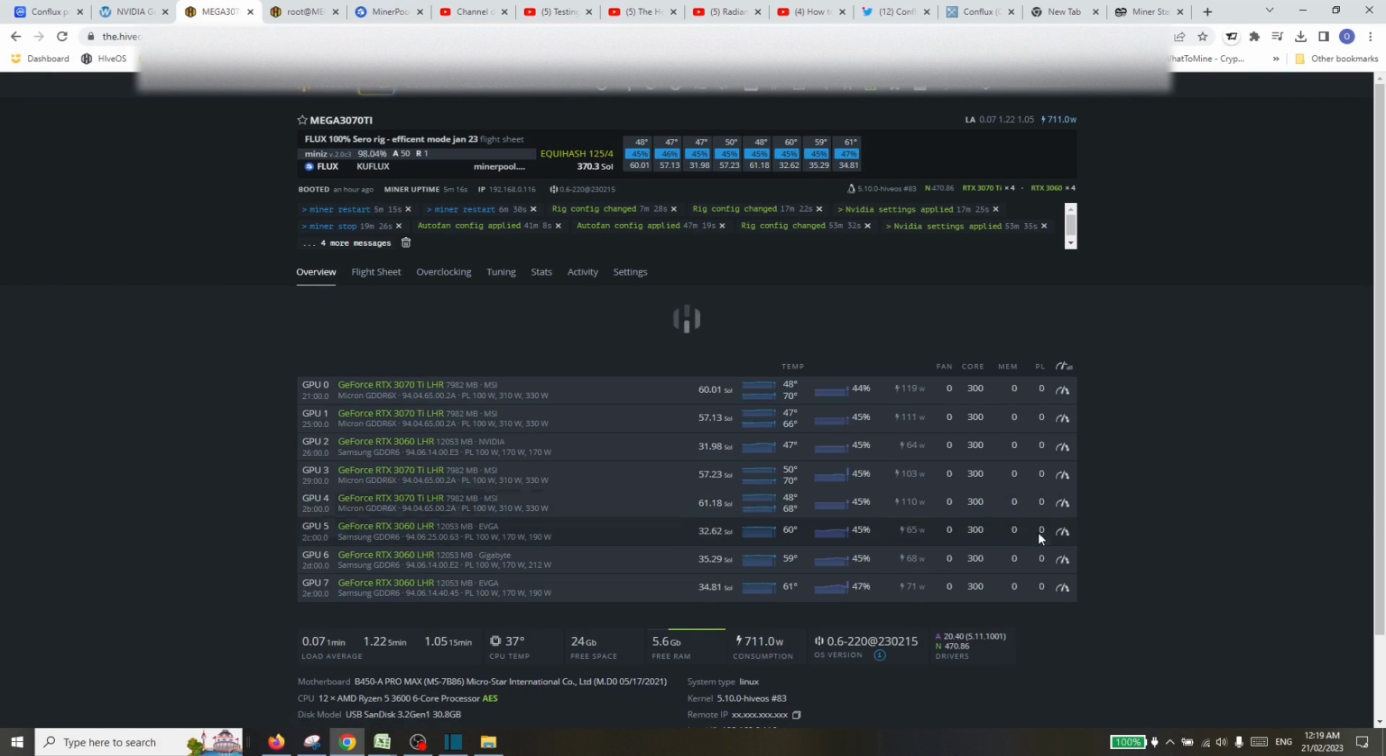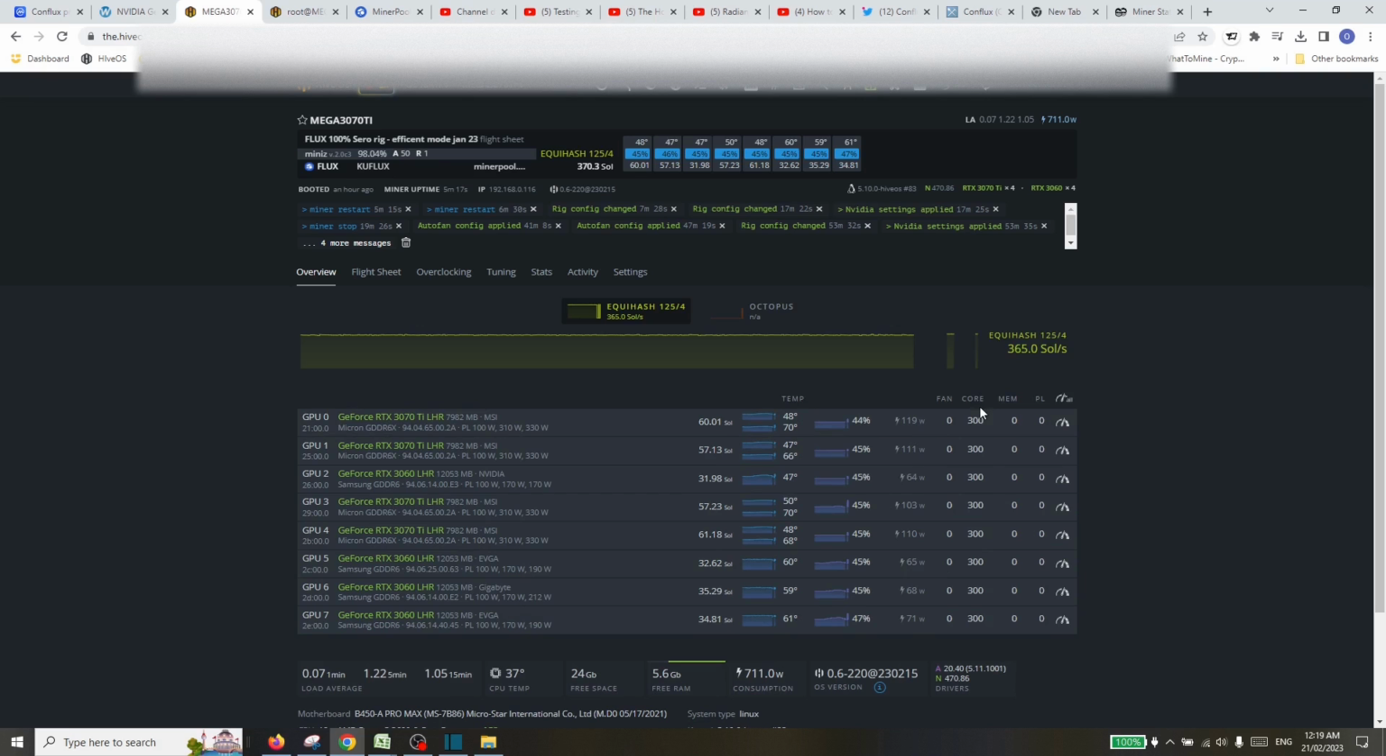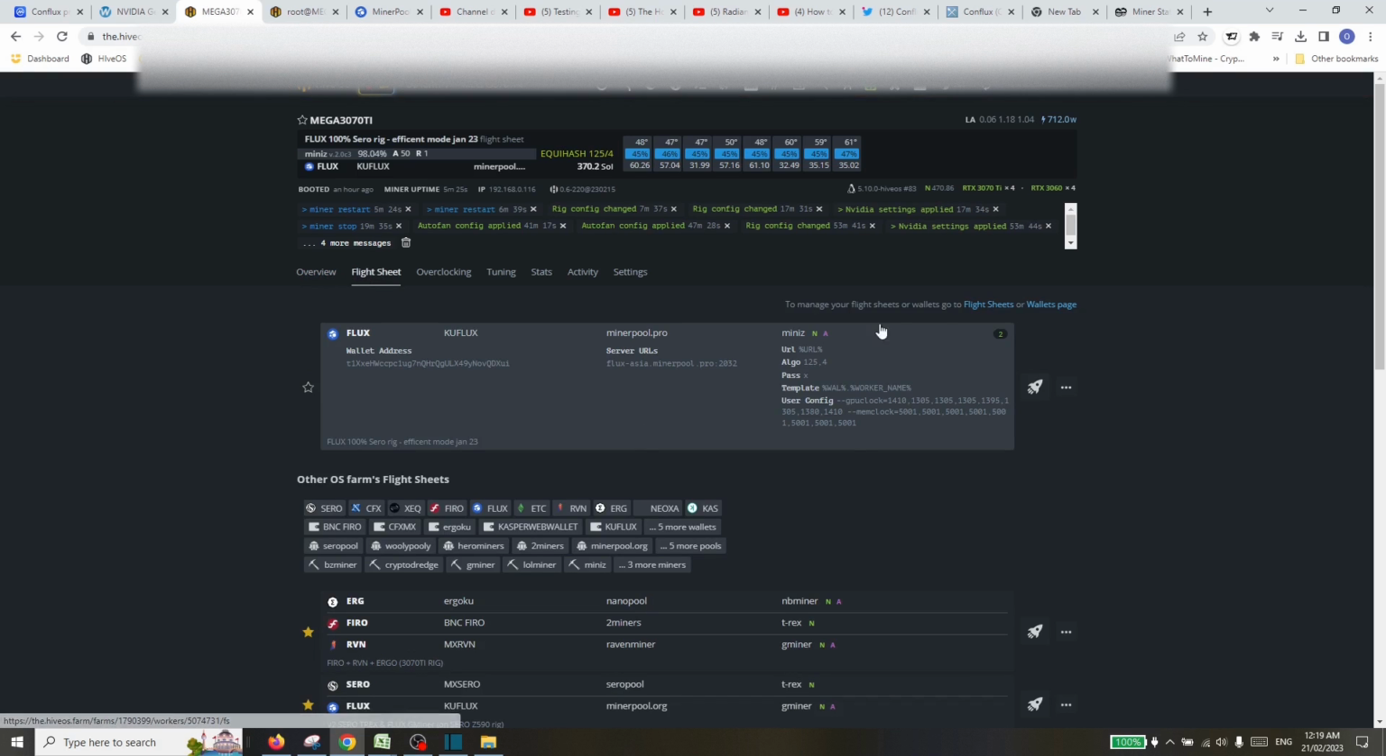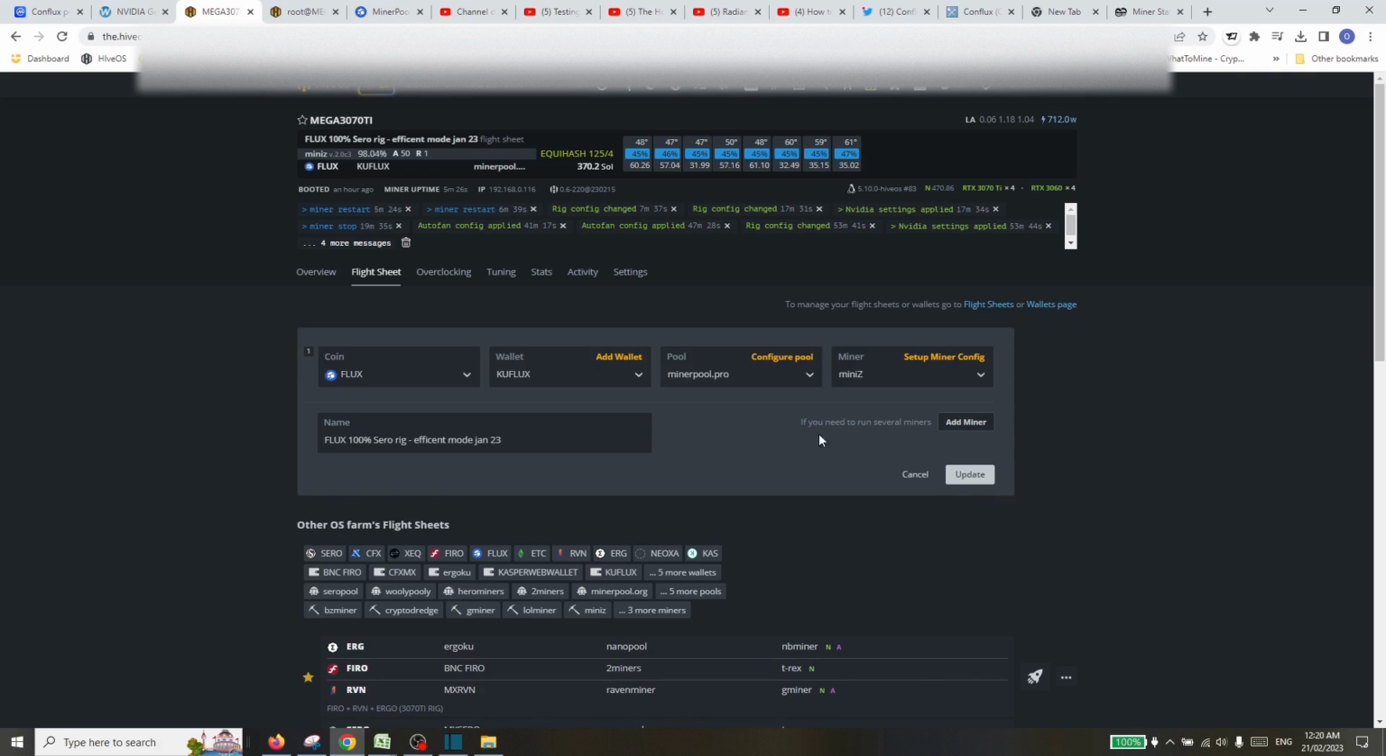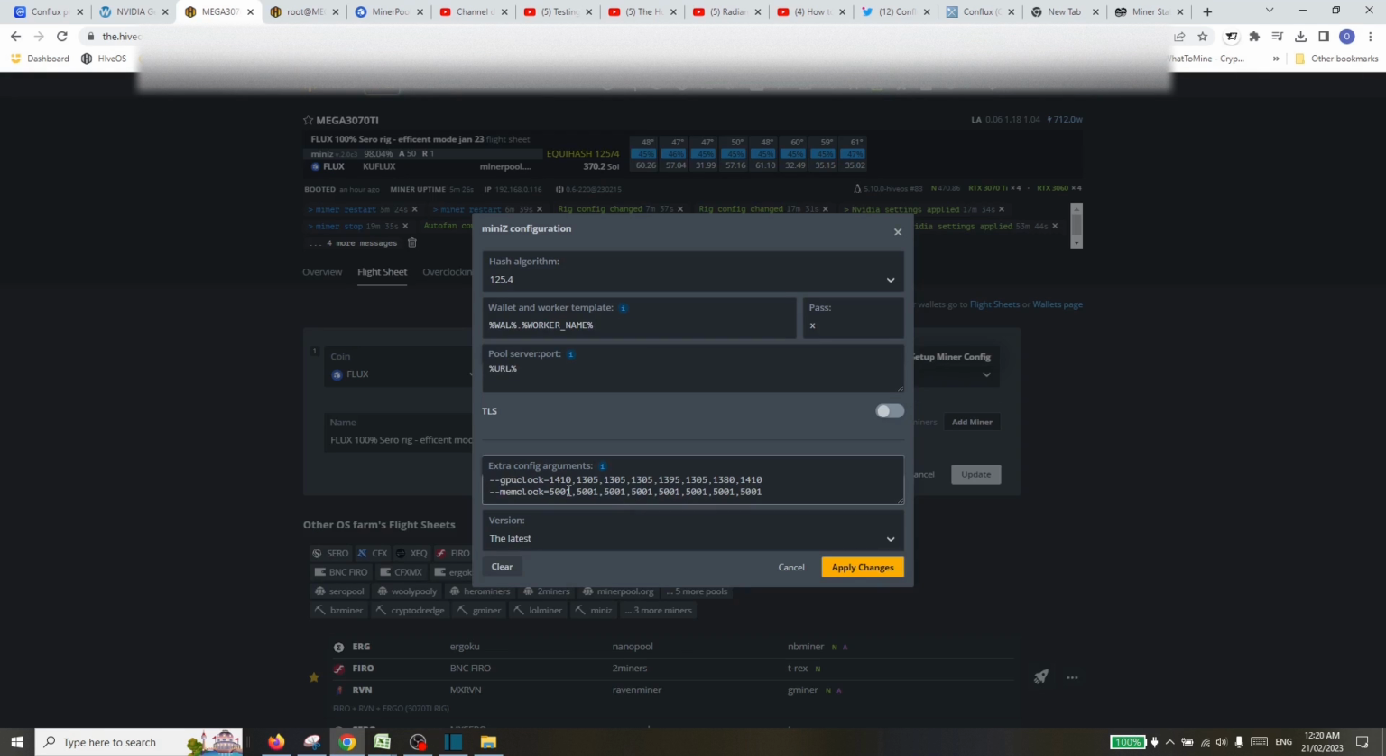Actually, go back to overview. So I've got fan set at 0, core 300 for everything, memory 0, and power limit 0. And then where the real magic happens is when we go into the flight sheet and we go into the miner config. These are the really important bits here.